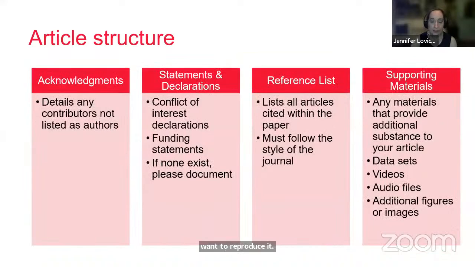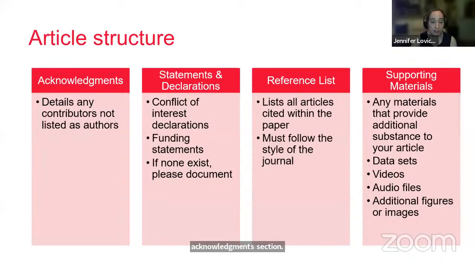So the last part of this is going to cover acknowledgements, statements and declarations, the references, and supporting materials. Someone does not count as an author if they have participated solely in the acquisition of funding, collection of data, and general supervision of the research group. However, if there are contributors who have done one or more of these things but do not meet the criteria for authorship, then they can and should be listed in the acknowledgement section.